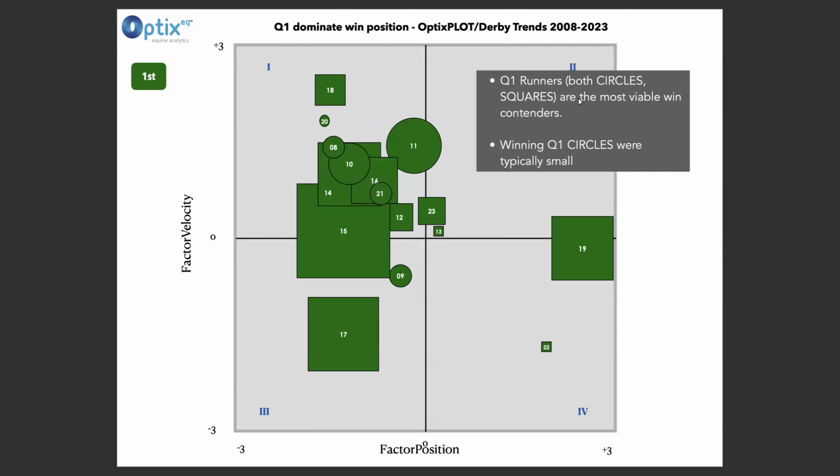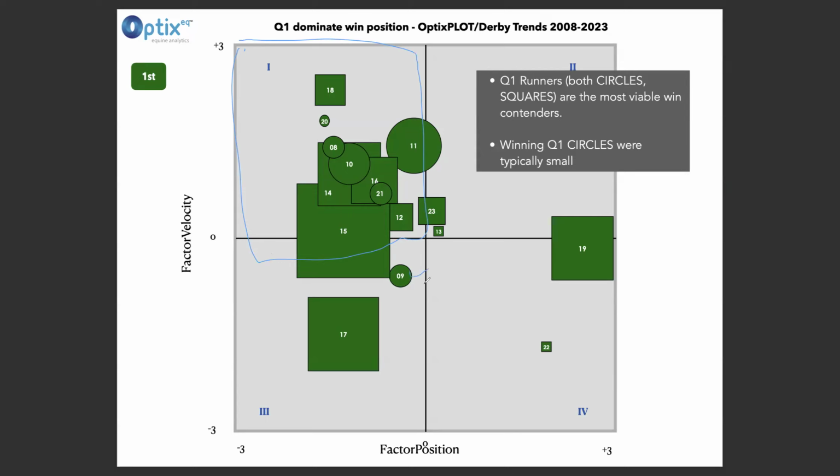Okay, so we're going to start with horses that win: quadrant one. They dominate the win position. So horses that you see up in that upper left-hand corner, you see numbers next to them. What do those numbers mean? That's the year. So 2018 would be number 18. That's what you want to focus in on. You can see that basically quadrant one is where most of the winners come from. You have some that come out of here, but I would say they're more anomalies than anything else.